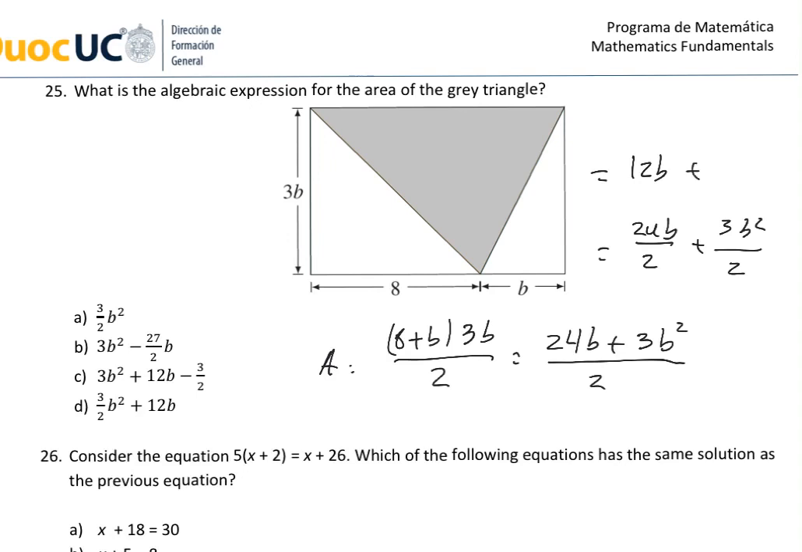12b plus 3b squared over 2. Is that any of our alternatives? Yes, it's alternative D, in a different order, but it doesn't hurt. So that's the solution we're looking for.